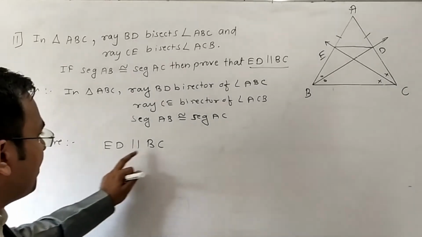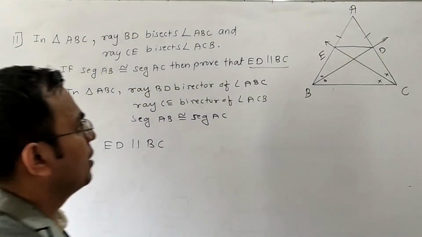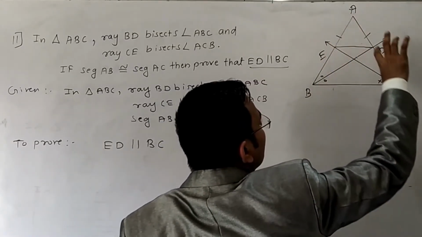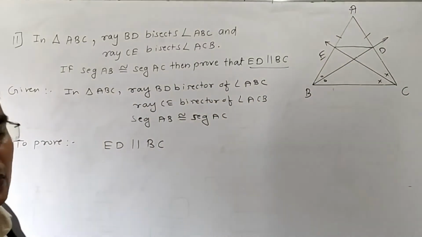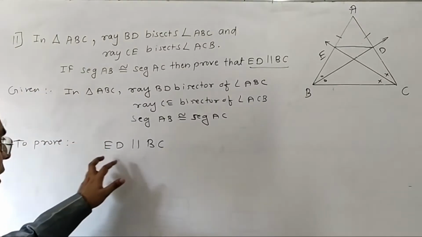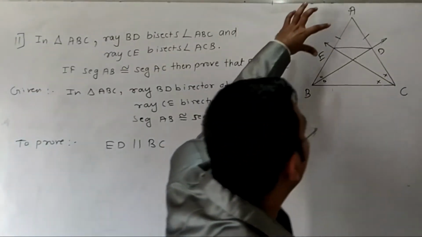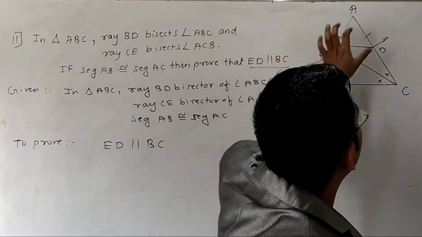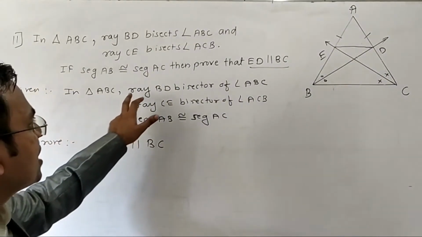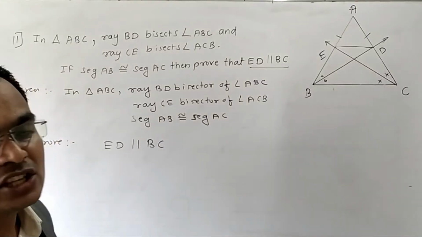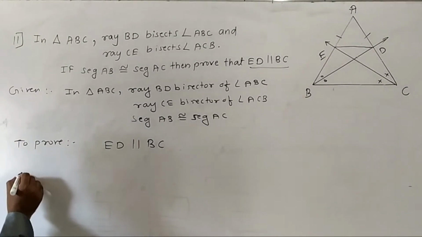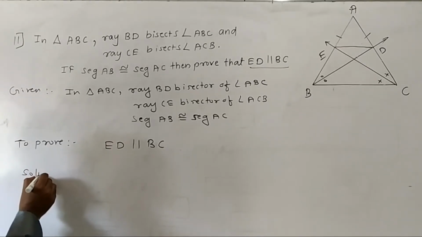To prove ED parallel to BC, we have to show AE upon EB is equal to AD upon DC. And to get this, we have to utilize this given to get this ratio equal. So let's solve the sum. Solution.